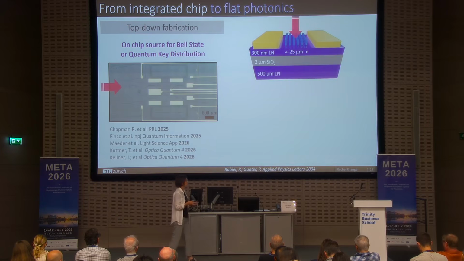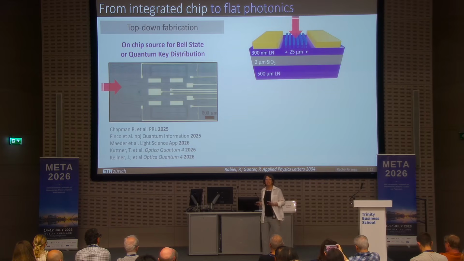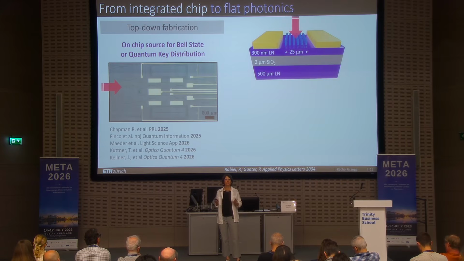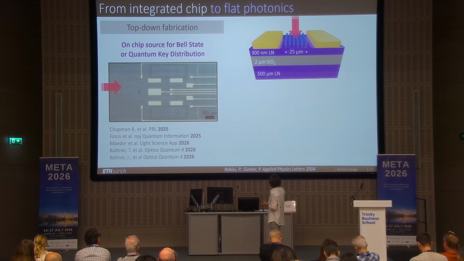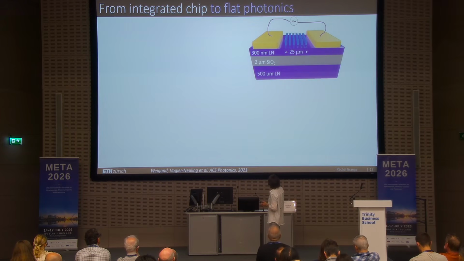Is it possible also to use this kind of top-down fabrication to make flat photonics? And the answer is yes. Is it possible also to apply fields close by to have a nanostructure, to have enough field inside very little material? The answer is almost yes, I would say. So here you have an example of a flat photonic chip where we are applying a field with electrodes that are surrounding our nanostructure in lithium niobate.